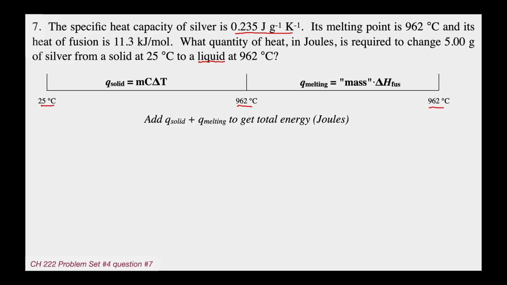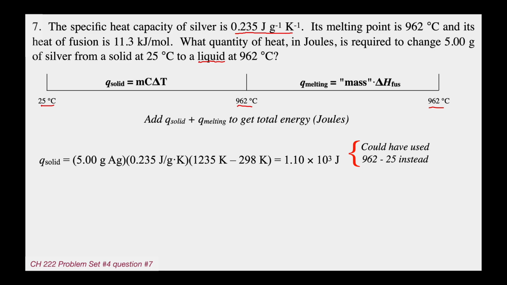All right, so let's look at the math. 5 grams of silver is all we have. So Q solid here is going to be 5 grams of silver times the heat capacity of silver times the delta T. Now I threw in the Kelvin values because maybe some of you did that. But if you remember from Chem 221, you can also use the Celsius values. A delta T in Kelvin is the same as a delta T in degrees Celsius.